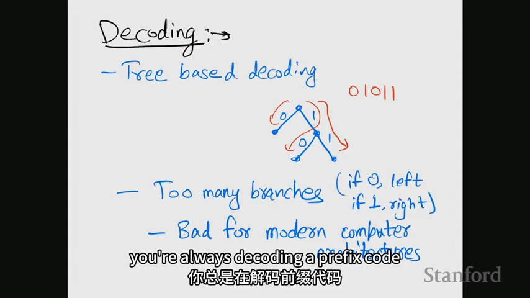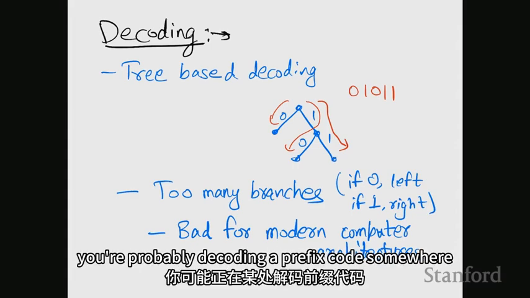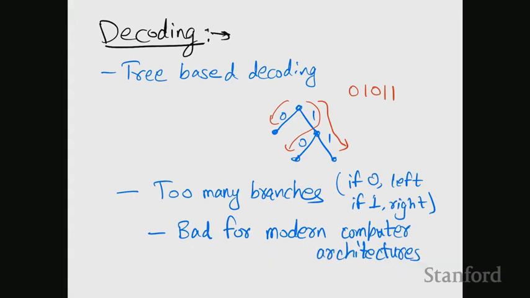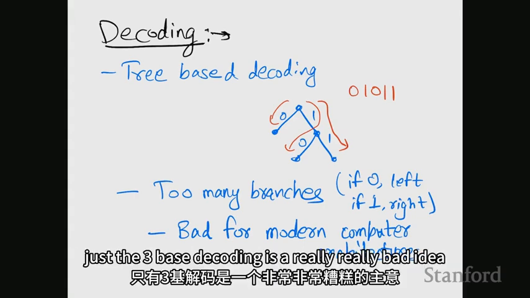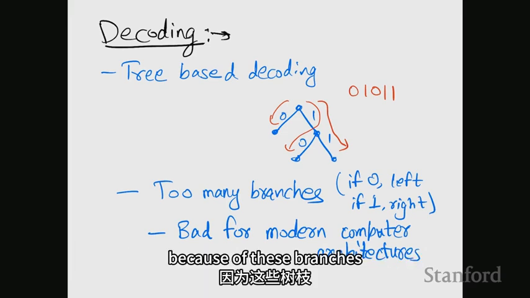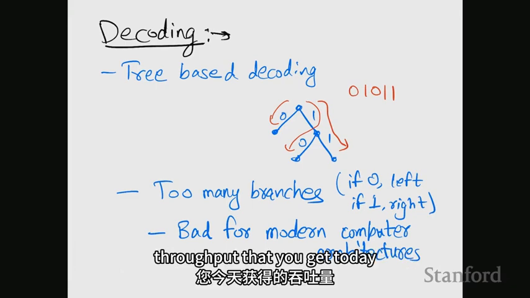You're always decoding a prefix code. Anytime your computer is running, you're probably decoding a prefix code somewhere. So this is not just about Huffman, right? This tree-based decoding is a really, really bad idea. Because of these branches, you will never get the same sort of throughput that you get today.